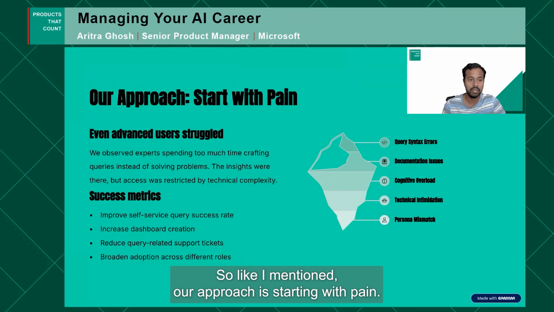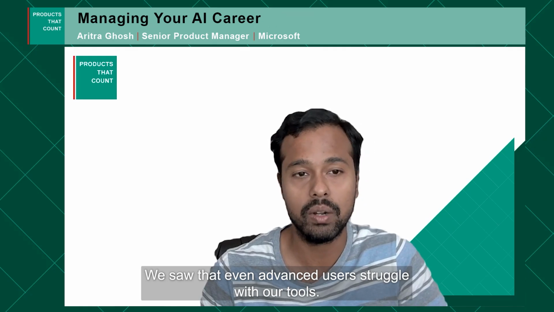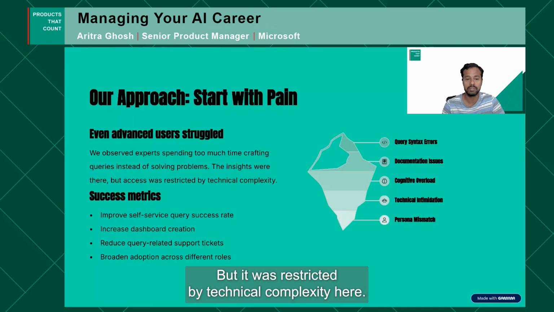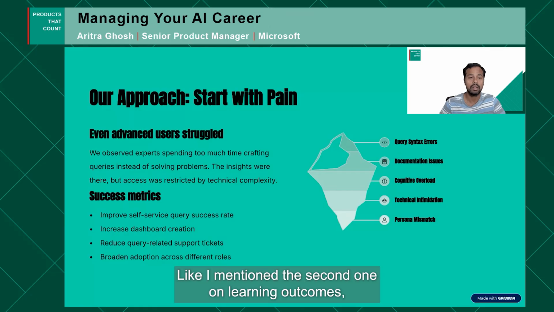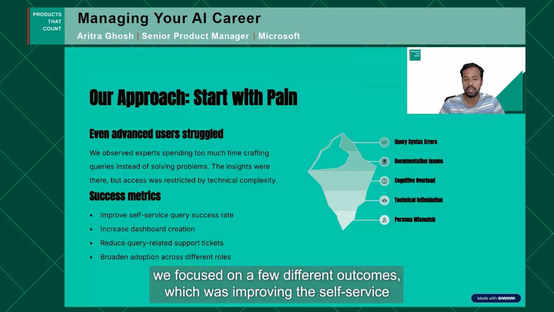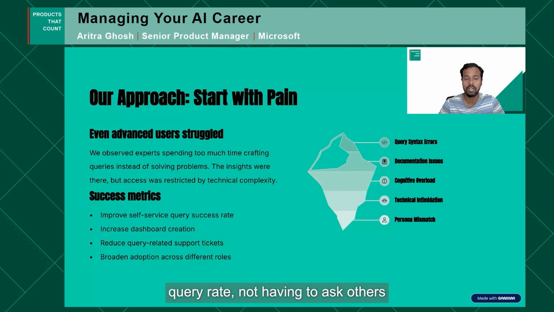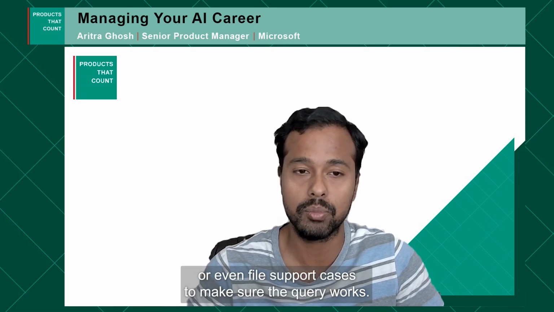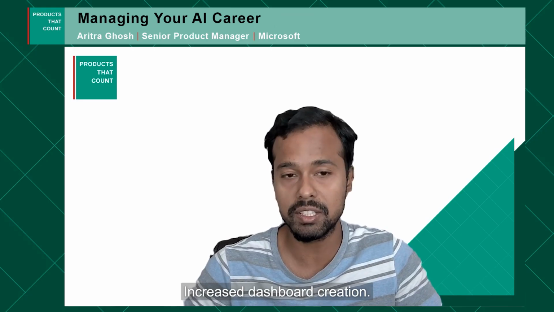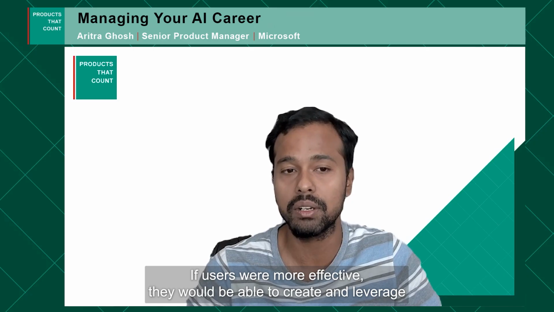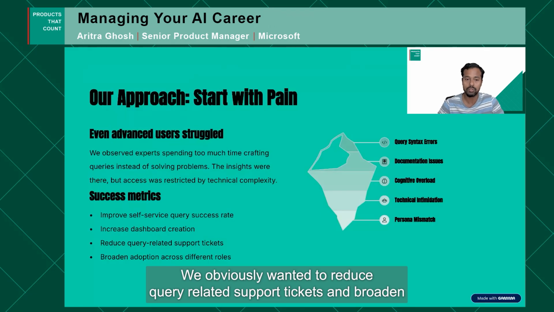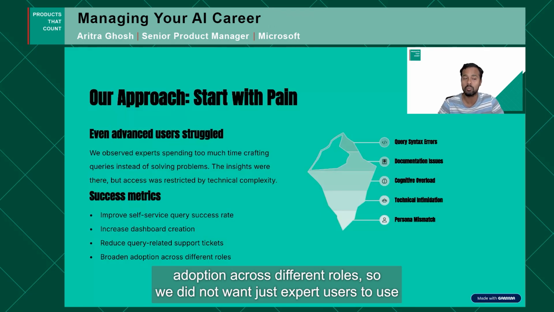So, like I mentioned, our approach is starting with pain. We saw that even advanced users struggle with our tools. They spend too much time crafting queries instead of solving real problems. The insights were there, but it was restricted by the technical complexity. Here, like I mentioned, the second one on aligning outcomes, we focused on a few different outcomes, which was improving the self-service query rate, not having to ask others or even file support cases to make sure that the query works. Increase dashboard creation. If users were more effective, they would be able to create and leverage these dashboards. We obviously wanted to reduce query related support tickets and broaden adoption across different roles.